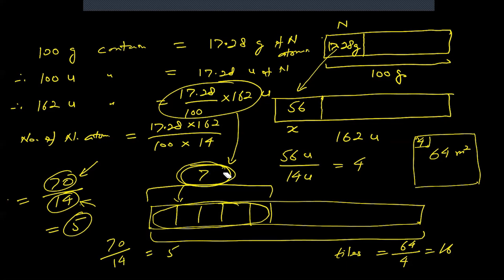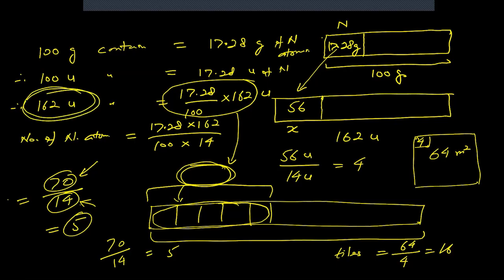Okay. So in place of 70, you will write the units which are there in one molecule. In one molecule, these many units are there of nitrogen. How did we calculate that? Because out of 100, we have 17.28. So in 162 u, how many will be there? Because 162 u represents one molecule. 162 u is the molecular mass. It means 162 units are there in one molecule. Out of those 162 units, 17.28% is nitrogen. So we calculated 17.28% of this much.